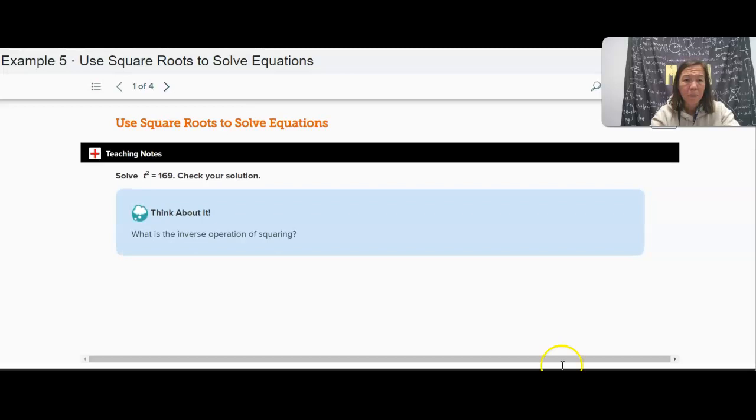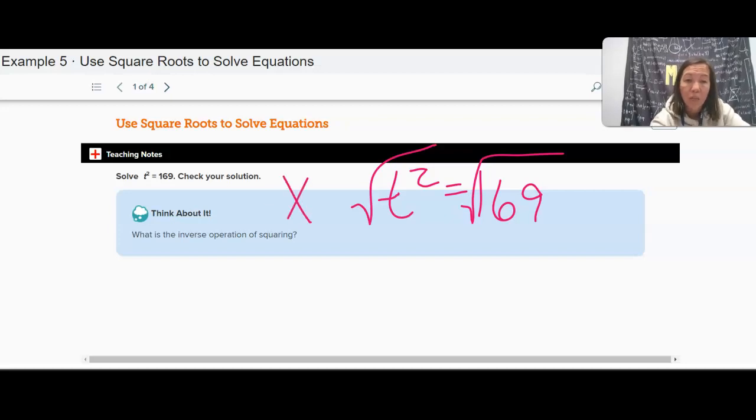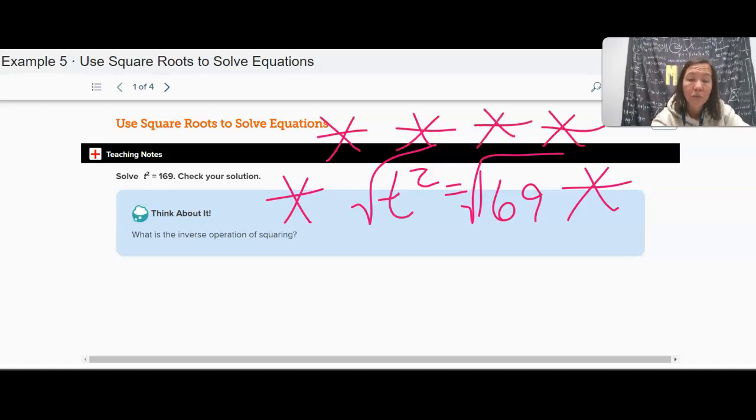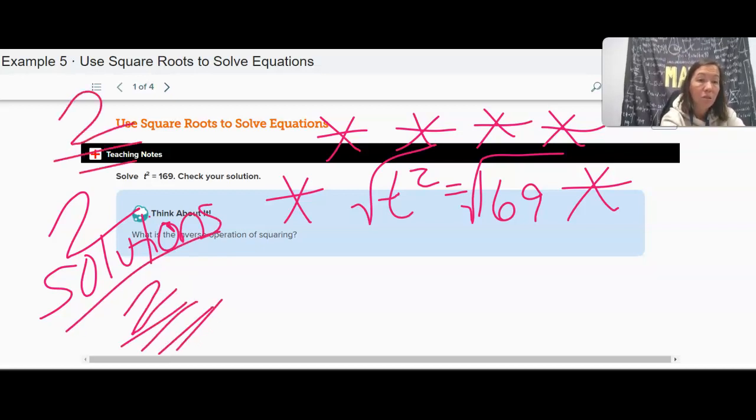So here, t squared equals 169. If I want to solve this equation, again, solving equations means we want the variable by itself. So if t squared equals 169, then I'm going to square root both sides of this, okay? But important note: whenever you square root both sides of an equation, there are always two solutions. How many solutions? Two solutions. How many? Two. So on the left, the squared and the square root cancel each other out.